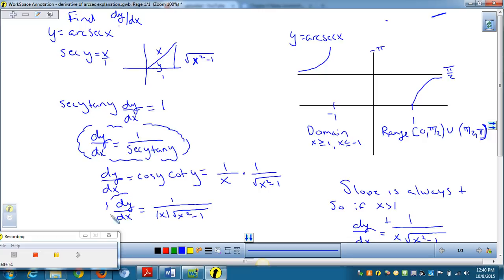So hopefully that clears that up. And if you have any further questions about that, let me know. But generally, when you derive your derivative of arcsecant, we just need to remember after we go through our algebra that we need an absolute value around that x to account for the positive slopes for arcsecant. All right, hope that helps.